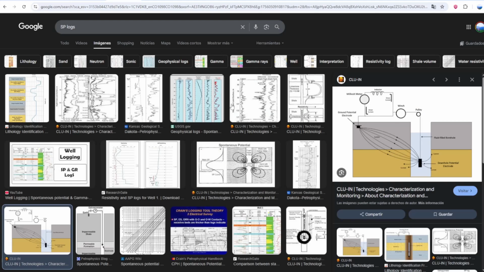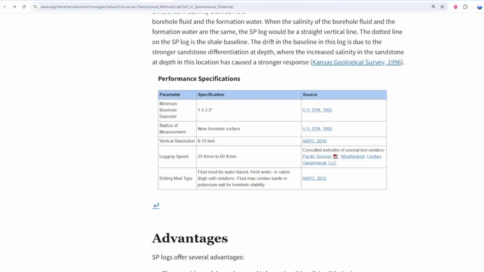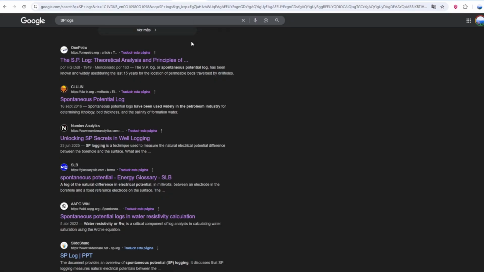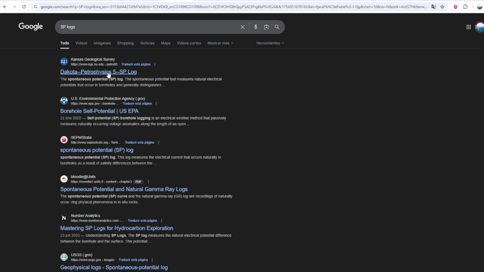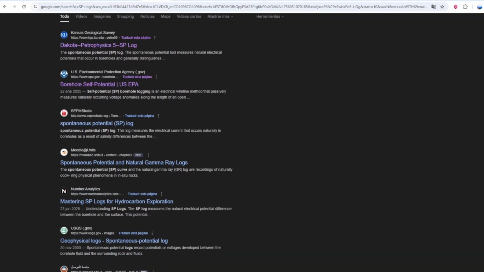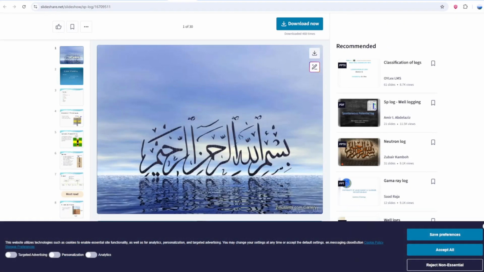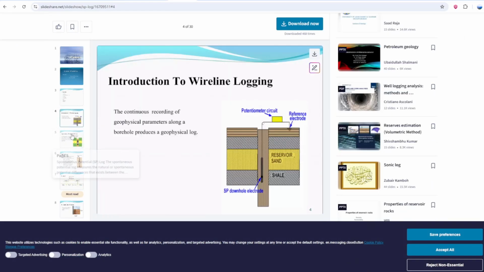And I'm a junior petrophysicist. I'm still learning about these things, and so if you have any correction to make or any clarification, I would really highly appreciate that. So the SP log, let's take a look at different websites.